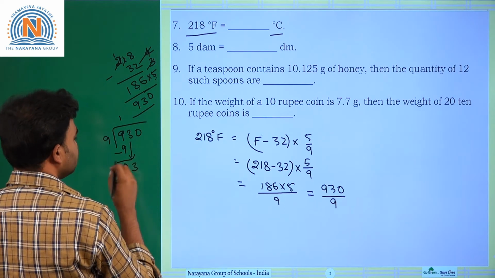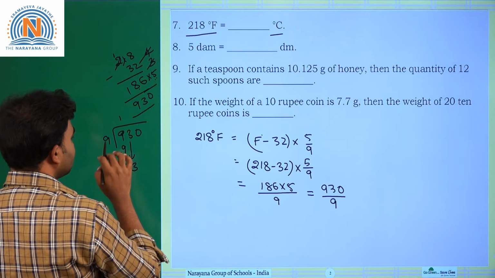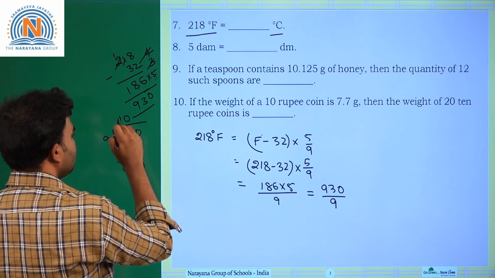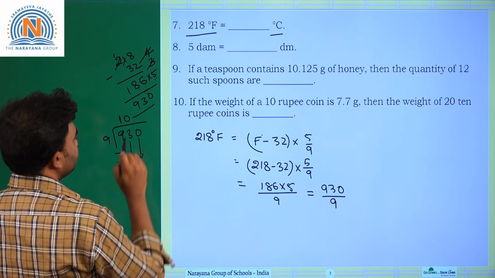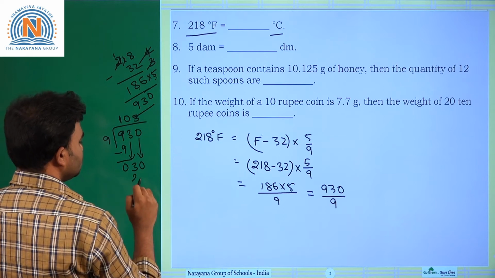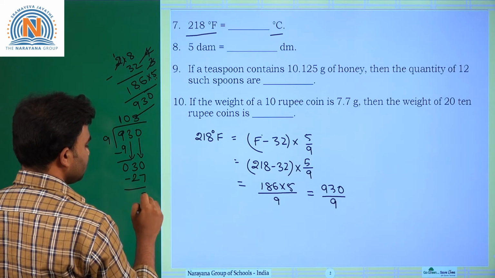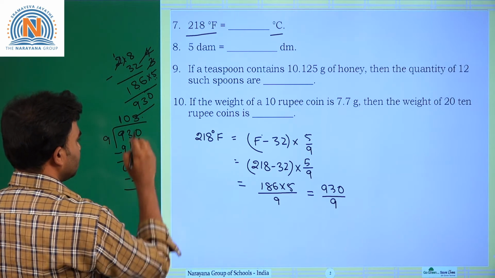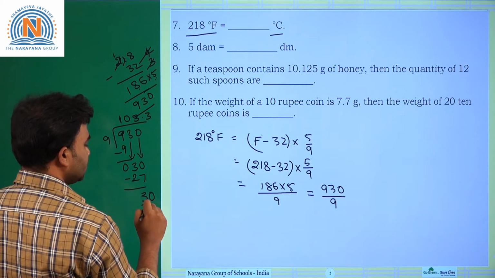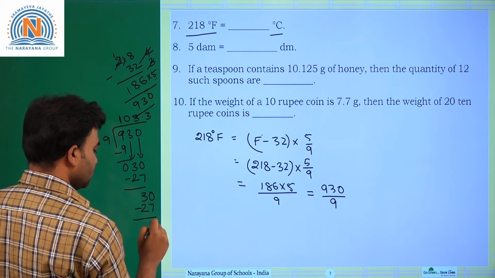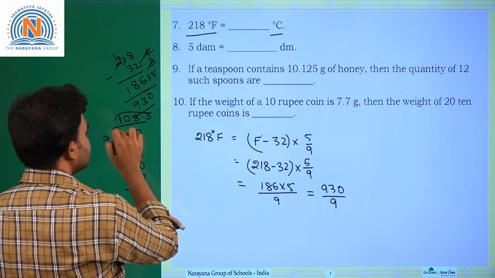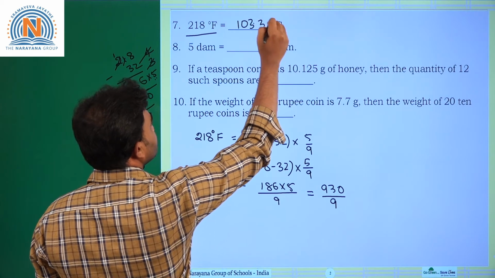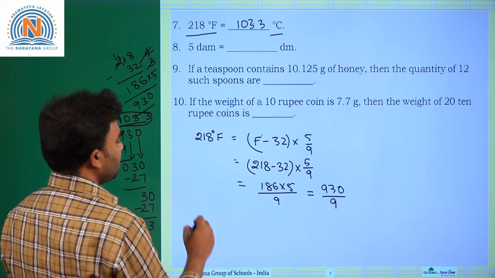Next down 3. 3 is smaller than 9. Then down the next number also. When we down two numbers at a time, we have to write a 0 in quotient. Now 9 3s 27. 30 minus 27 is 3. Next, take the decimal point, we'll get 0 here. 9 3s 27, 30 minus 27 is 3, so it will continue. So the answer is 103.3 degrees Celsius. Next, 5 decameters.